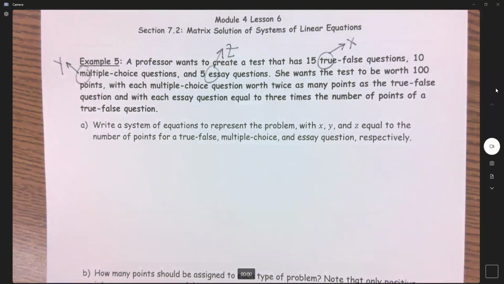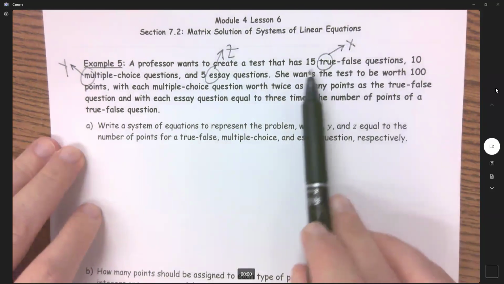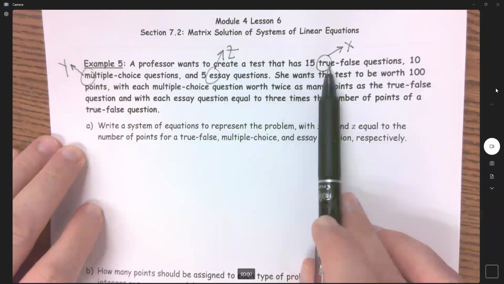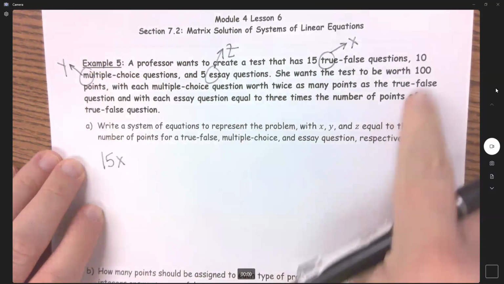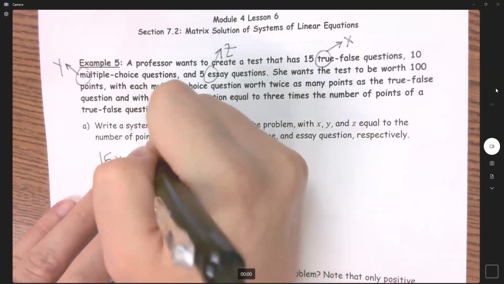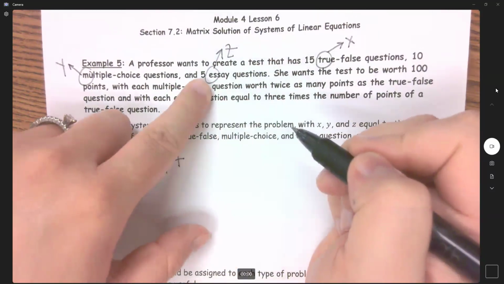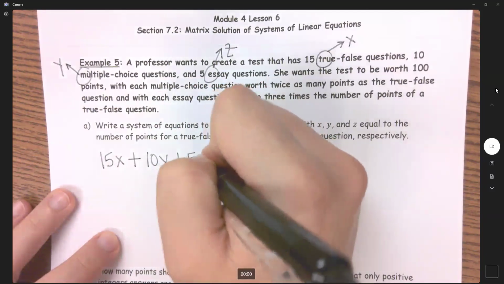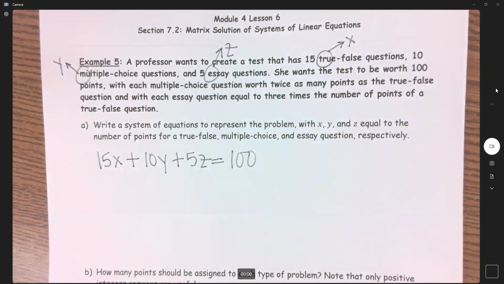The first thing that we know is that my test should be worth 100 points. So if I have 15 true false questions, I have 15x. We have 10 multiple choice questions, so plus 10y, plus 5 essay questions, 5z, and those need to be a total of 100 points.